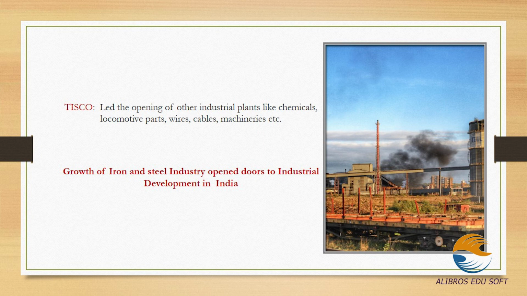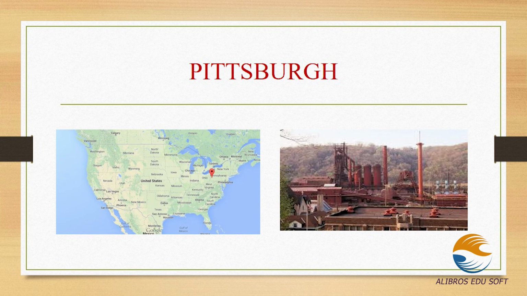TISCO, Tata Iron and Steel Company Limited. The TISCO plant of Jamshedpur led to the opening of other industrial plants like chemicals, locomotive parts, cable, agricultural equipment, machinery and wire, etc. So, we can say that the growth of the iron and steel industry opened the doors to industrial development in India. Next is Pittsburgh. It is an important steel city in the USA.